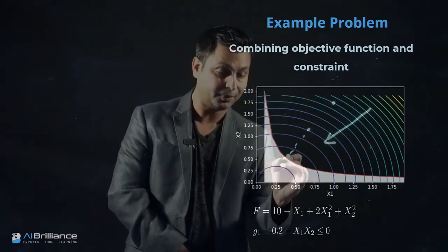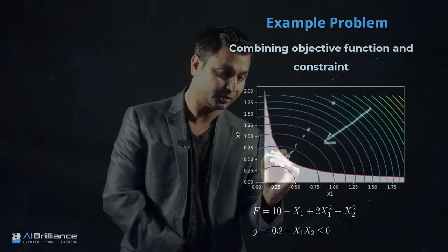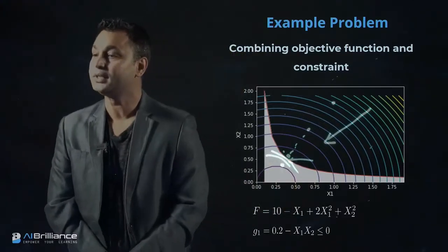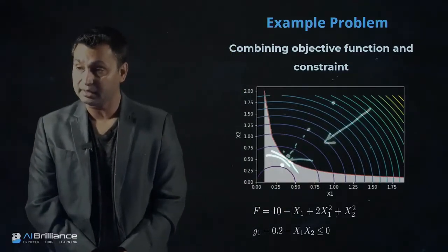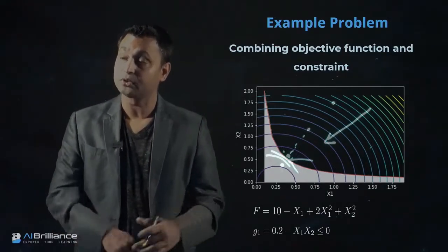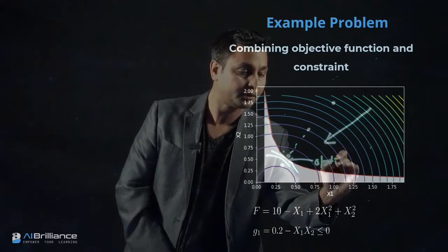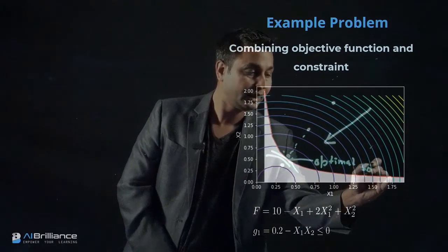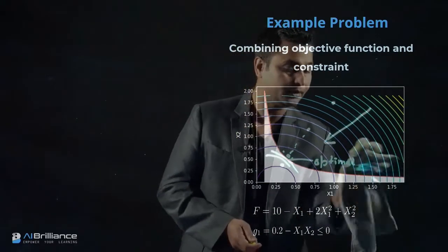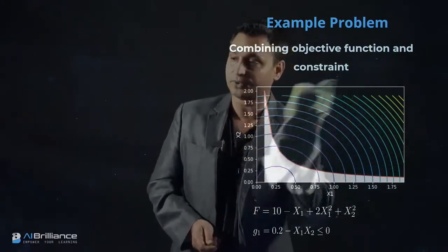So if we expand these contours, or reduce these contours and keep expanding, this is the point where we'll see that the objective function contour is just intersecting with the constraint function, and right here is where we will have the optimal solution. Okay, so again, let me re-emphasize how I found it so that you understand the concept.